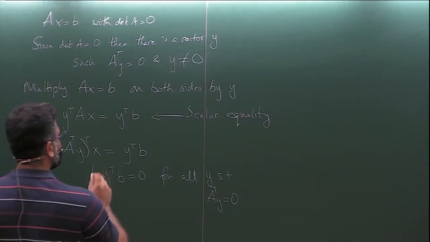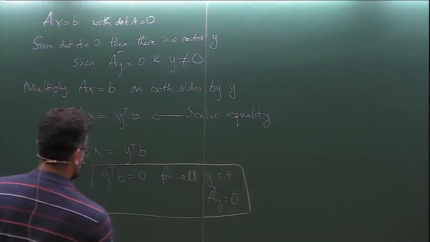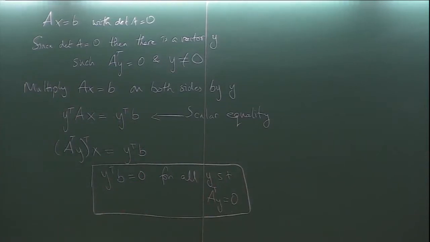the condition that needs to be satisfied is this, that the right-hand side should be perpendicular to a set of vectors. Which vectors? The vectors that are in the null space of the transpose. So if you want to solve AX equals B, and A has zero determinant, A transpose has zero determinant, and hence A transpose Y equals zero for a non-zero Y, and then B has to be perpendicular to that Y.